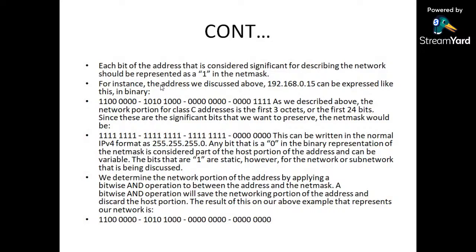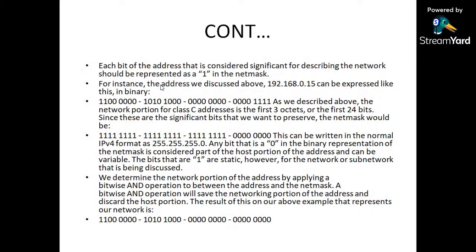Each bit of the address that is considered significant for describing the network should be represented as a 1 in the netmask. So for instance, the address we discussed, 192.168.0.15, can be expressed like this in binary. The binary numbers are given here as we described. The network portion for a class C address is the first 3 octets, or the first 24 bits, since these are the significant bits that we want to reserve. The netmask would be this, which can be written in the normal IPv4 format as 255.255.255.0.